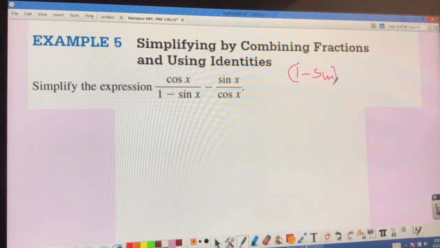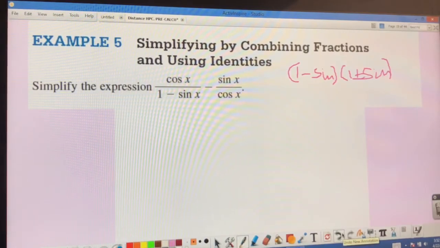I'm writing with the mouse right here because my pen just ran out of batteries. And then you have a 1 plus sine somewhere. It's got to be somewhere in your head. I know my mouse is kind of glitchy. So that's 1 minus sine, 1 plus sine, all right?